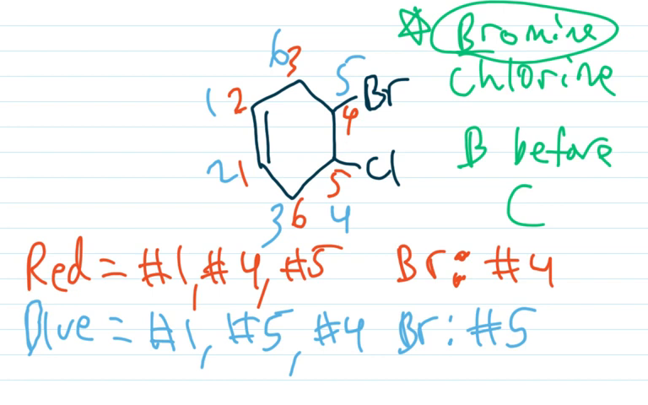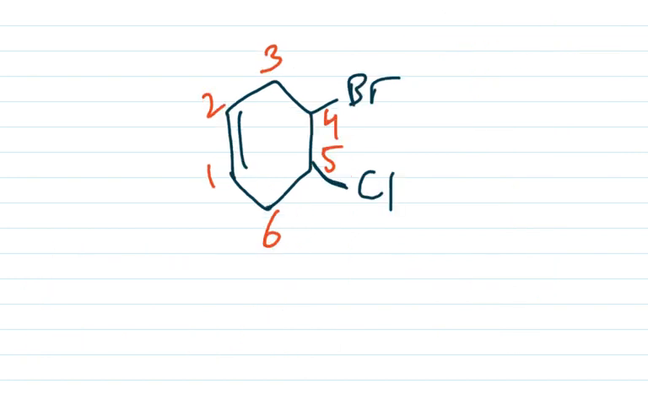So that would mean that the red carbon number pattern would be the one we would choose in order to name this whole molecule. So now that we know that, let's name the whole molecule. What carbon number does the bromine substituent come off of? That's 4, right? So it'd be 4-bromo. And then chlorine comes off the 5th carbon, so it'd be 5-chloro.